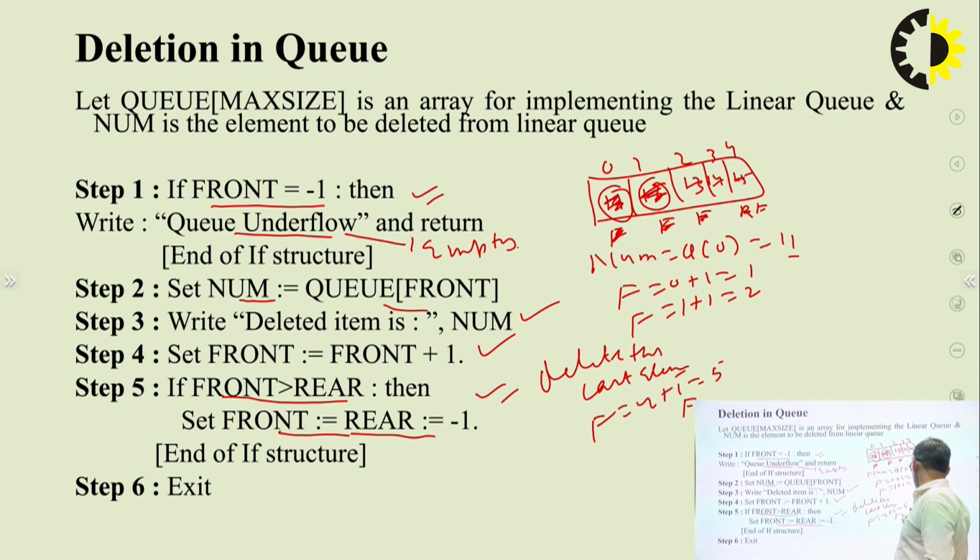It means now front is greater than rear, because rear is 4 and front is 5. Again, after deleting the last element, when we increase the value of front, the front value will be 5 and the rear is 4. So front is greater than rear. It means the queue is empty. Whenever all the elements are removed from the queue, the queue becomes empty. So in order to represent an empty queue, we set the value of front and rear as minus 1. These are the steps followed to perform the deletion operation in a queue.